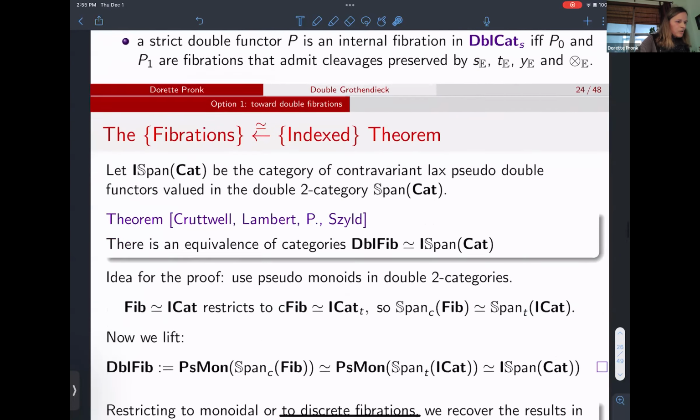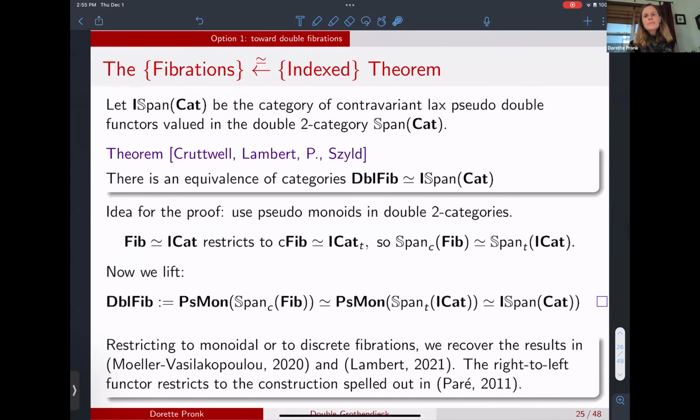Okay, so now how about the correspondence, the second part of the Grothendieck result about being indexed versus fibrations? Do we get all fibrations this way? And the answer is yes, there is an equivalence of categories between double fibrations and indexed, so functors into Span Cat.